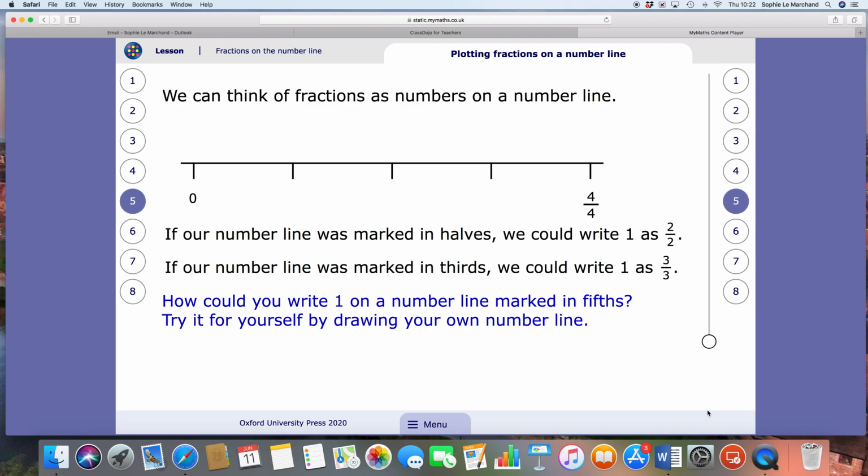Your worksheet will be looking at fractions on a number line, and you're going to have to fill in some missing numbers on number lines and see if you can get them all right.